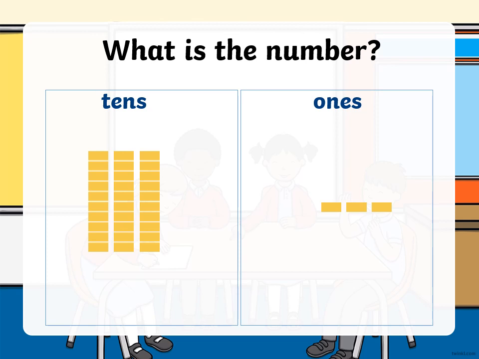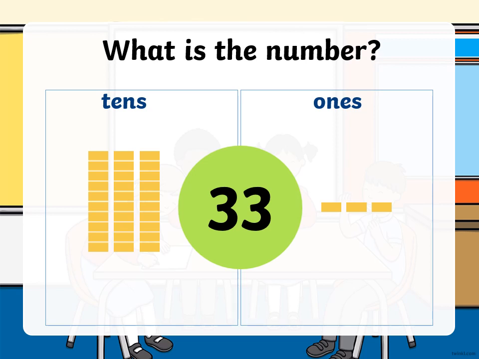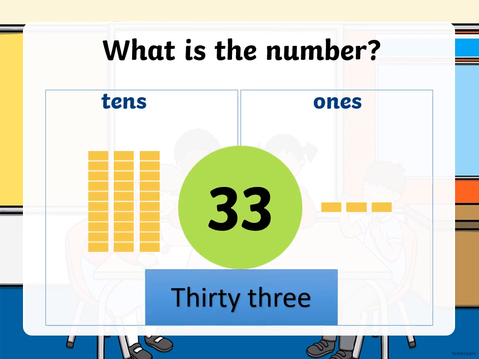What is this number? Let's see if we can count the tens. Okay, we've got 10, 20, 30. And then we've got 3 ones, 33. Great. And we can write the word 33.